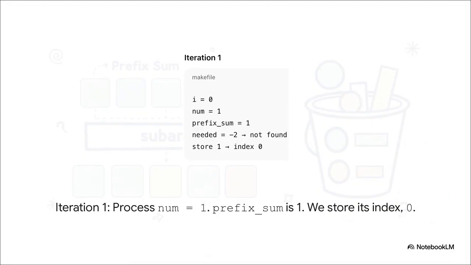Okay, first up, the number 1. Our running total, our prefix sum, is now 1. So what are we looking for? We're looking for prefix sum minus k, which is 1 minus 3, which is -2. Is -2 in our map? Nope. Okay, no match. So we just log what we did see. We saw a sum of 1 for the first time at index 0. Let's put that in the map and move on.